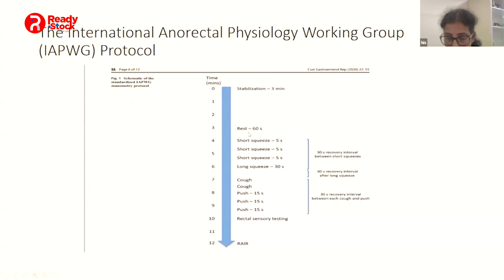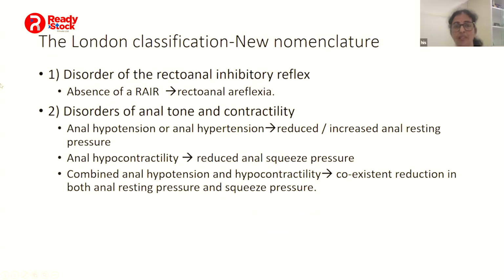Then we now have some new wine in an old bottle. So now we don't have just routine anorectal manometry. Like Chicago is going up and up, we now have the London classification, which is a new nomenclature for anorectal manometry disorders.